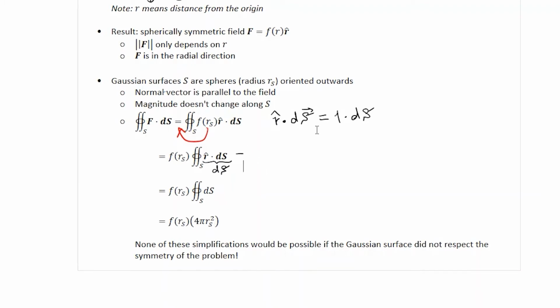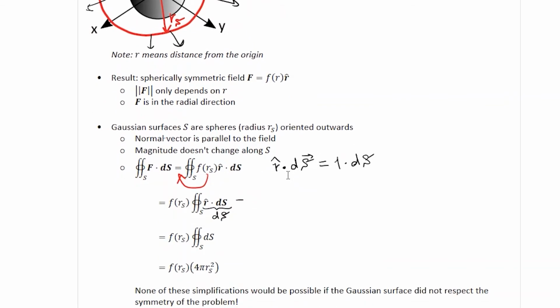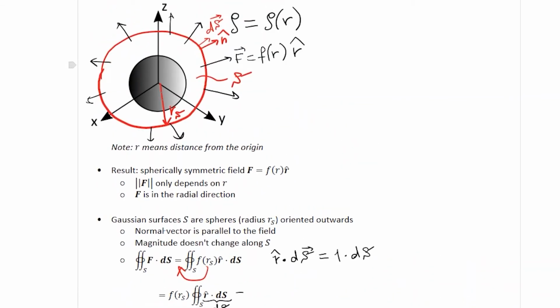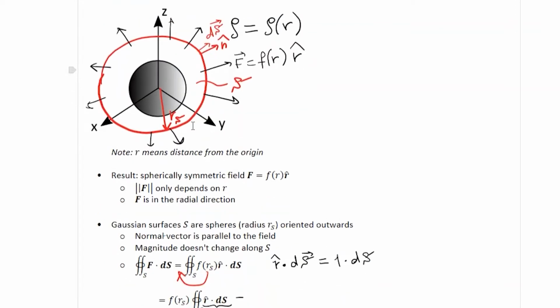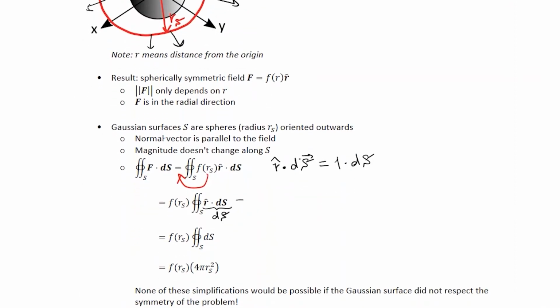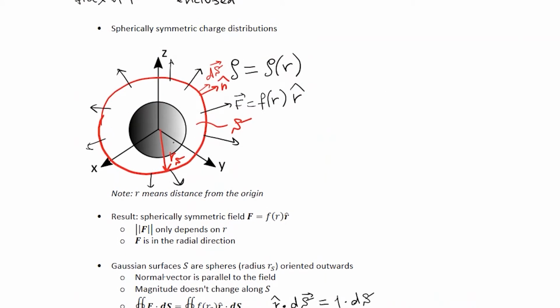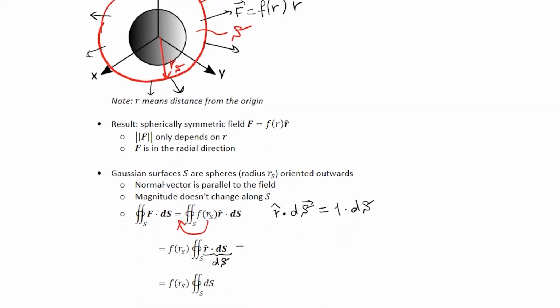Now, what's really important is that none of these simplifications would be possible if the Gaussian surface didn't respect the symmetry of the problem. If either the problem wasn't spherically symmetric, or instead of the sphere I chose a cube or some other kind of surface. Here are the steps where it's really important. You see how here I was able to take f of rs out of the integral? I could only do this because f is a function of the distance from the origin, which is constant on the surface of the sphere. If f was a function of phi and theta, it would have to stay inside the integral. Also, here I used the fact that r hat and dS are parallel, which is the case because of the way I chose the surface.